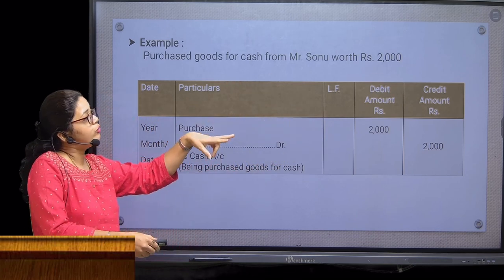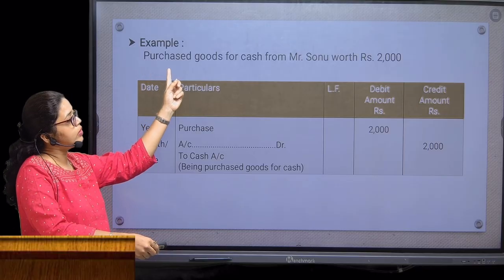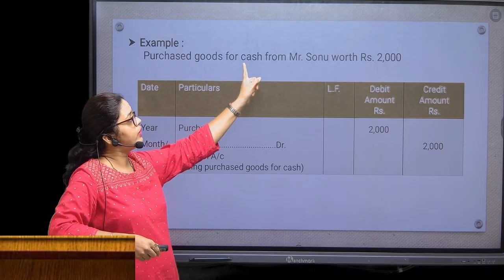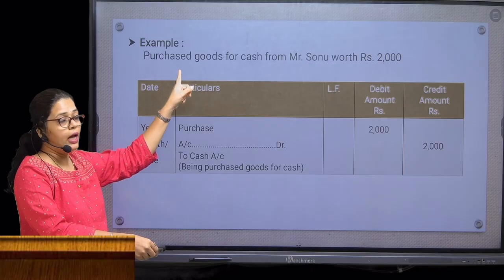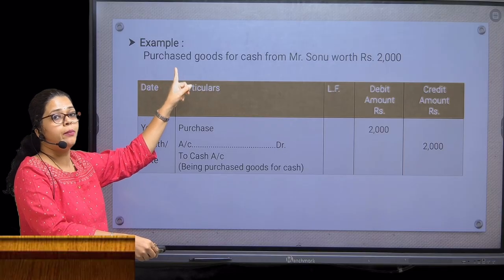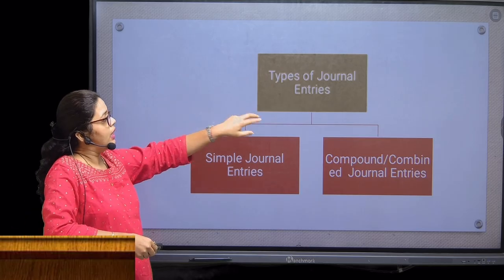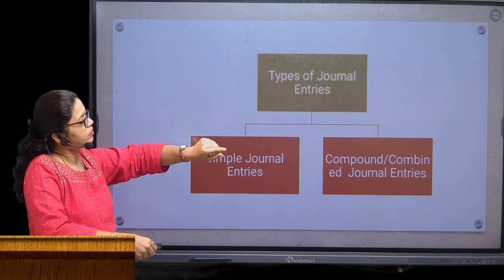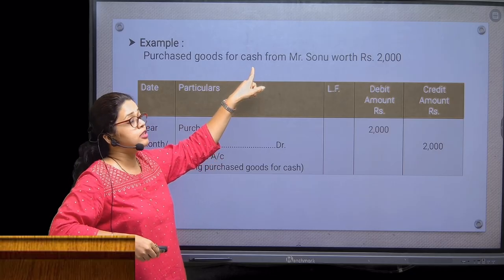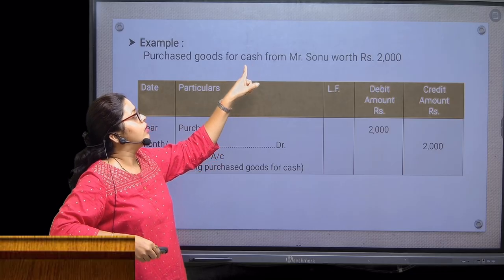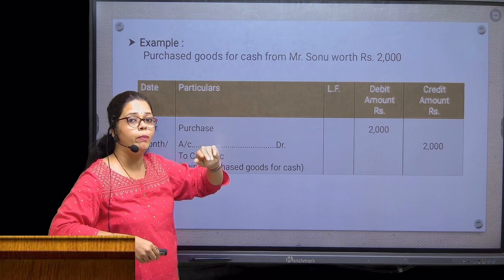So firstly I have to recognize two accounts. So purchase account is one account and another account is cash account. Okay. So purchase belongs to a nominal account, and the nominal account rule says debit all expenses and losses and credit all income and gains. Whereas cash account is a real account. So debit what comes in and credit what goes out is the rule we are going to apply for this.